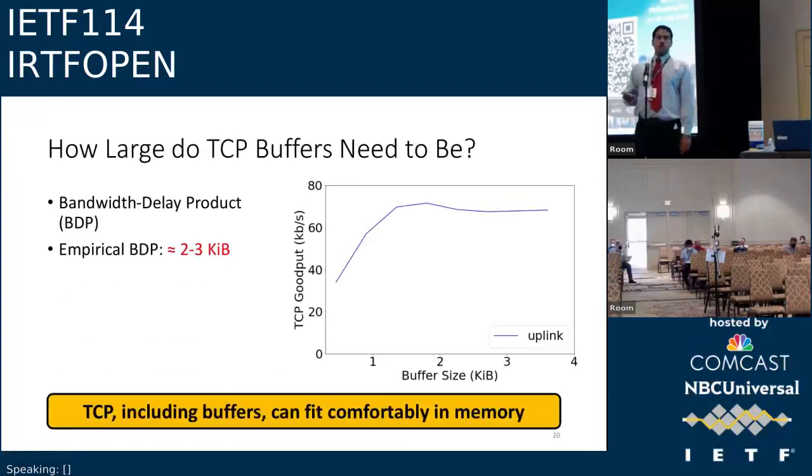So the natural question is, what about the actual buffers used to send and receive data? The TCP buffers need to be the bandwidth-delay product in size in order to be able to send at the full speed of the network. We empirically determined the bandwidth-delay product as 2 to 3 kilobytes, and we can see in the graph here how we experimentally did that. You can see that at 2 to 3 kilobytes of buffer size, the available throughput over TCP levels off. So our conclusion here is that TCP, including the size of the buffers, fits comfortably in memory.